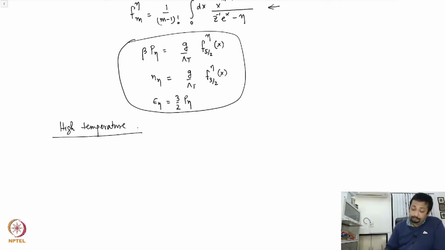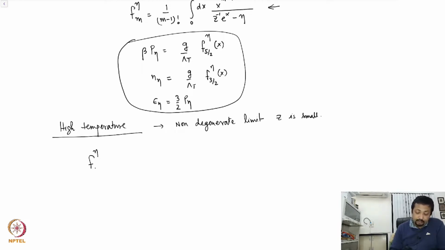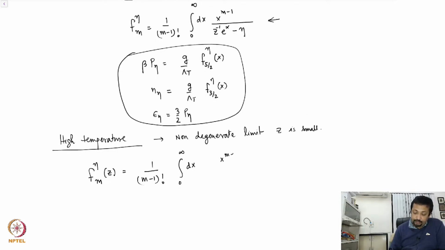Now in the high temperature limit, which is also called the non-degenerate limit, z is small, so that I have f eta of m as a function of z is equal to 1 by m minus 1 factorial integration 0 to infinity dx x to the power m minus 1 divided by, I can take z inverse e to the power x outside.